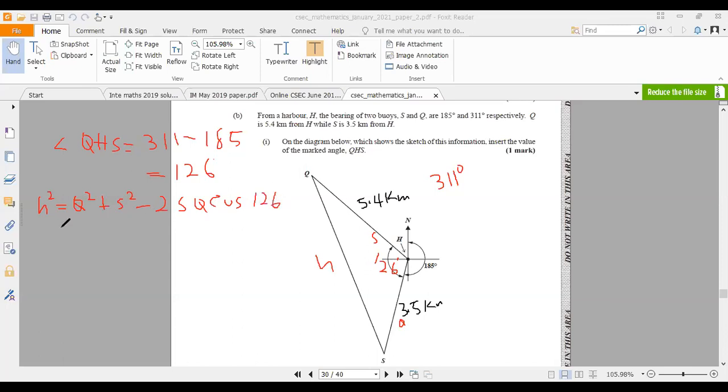So this will give me my q. Q is 3.5, so you're going to get 3.5 squared, plus S. S will be 5.4, so 5.4 squared, minus 2 times 3.5 times 5.4.